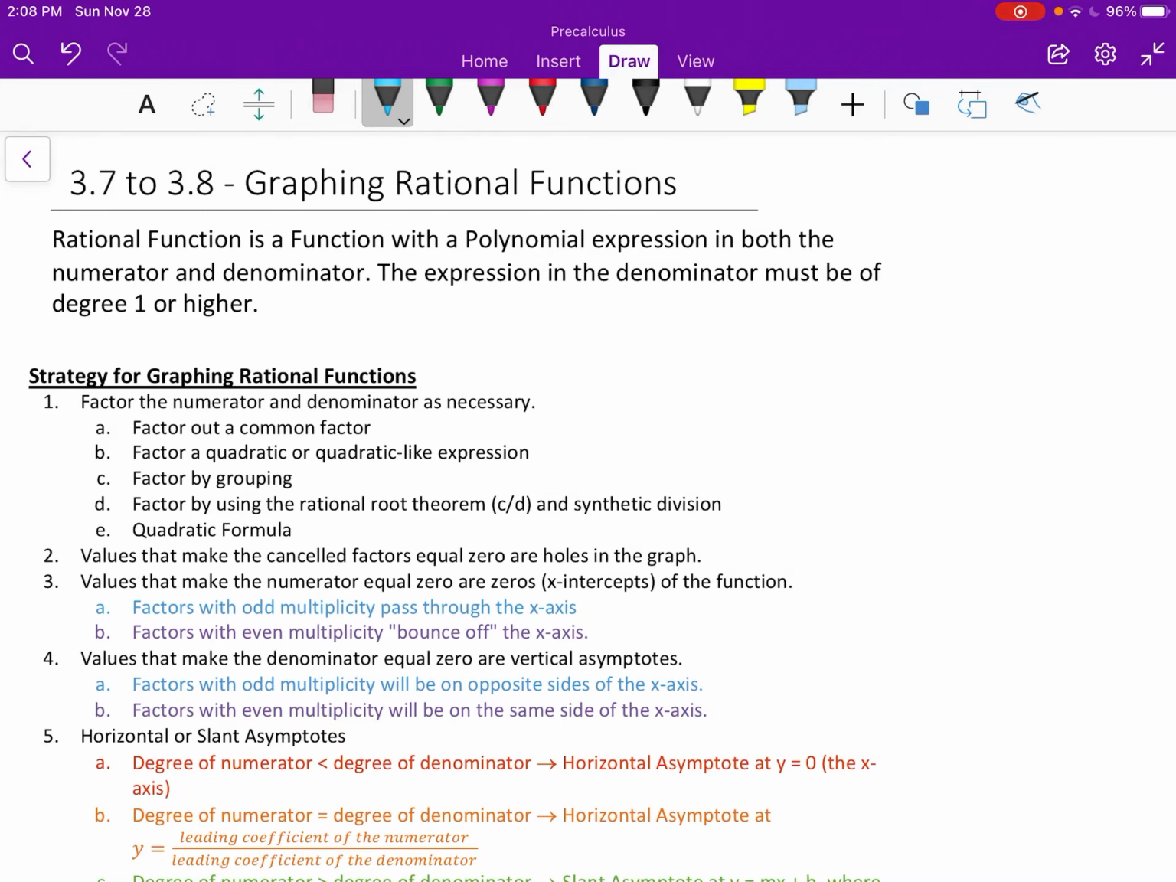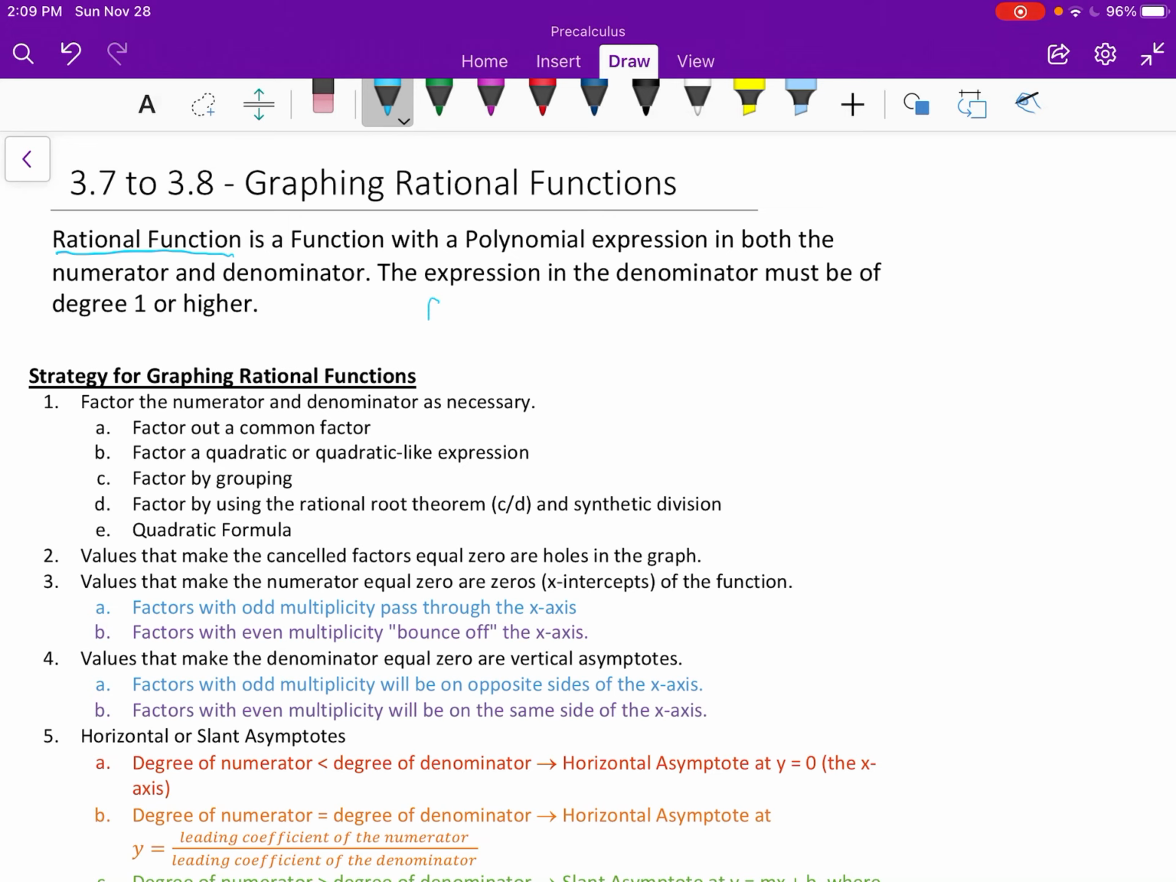We're going to go ahead and talk about lesson 3.7, 3.8 all together in one lesson, and it's about graphing rational functions. So a rational function is a function with a polynomial expression in both the numerator and denominator. The expression in the denominator must be of degree 1 or higher.